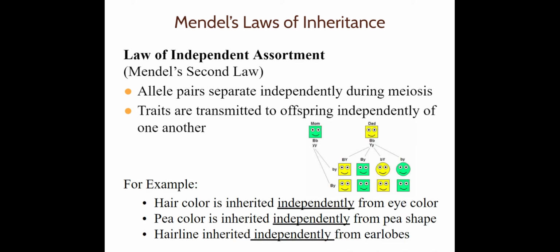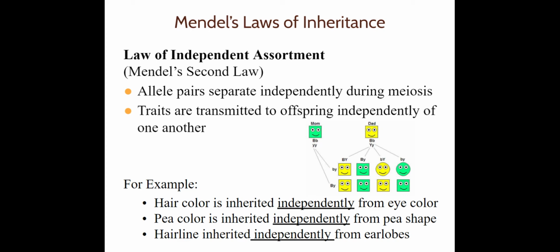The law of independent assortment basically just means that each trait that is being passed to the offspring through those gametes is going to be completely separate or independent of the other ones. So just because you inherited blonde hair does not mean you're going to have brown eyes. If there was a pea color that was green, that doesn't mean that you're going to have the round pea shape to go with it. If you're inheriting a widow's peak, that is going to be completely separate from having attached or unattached earlobes.